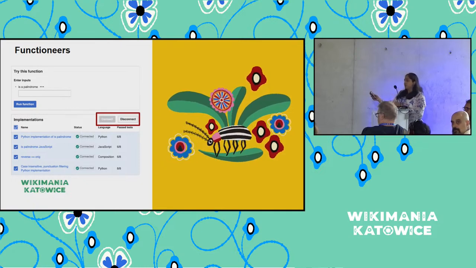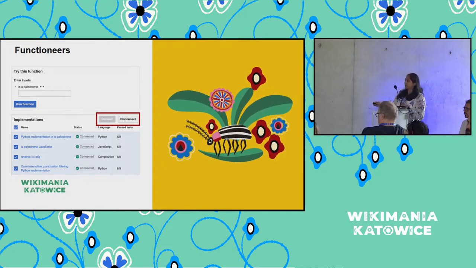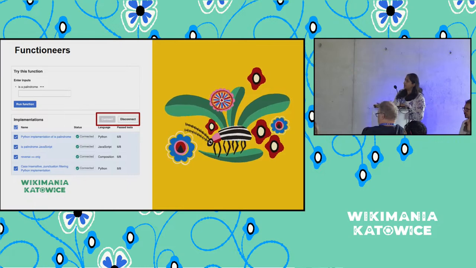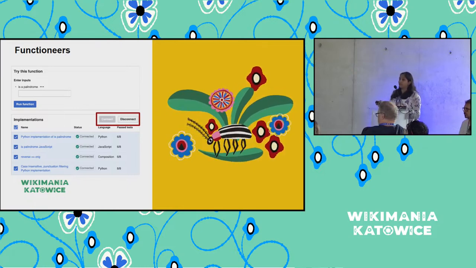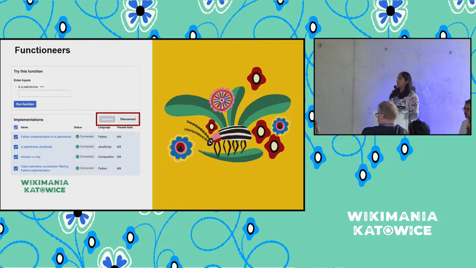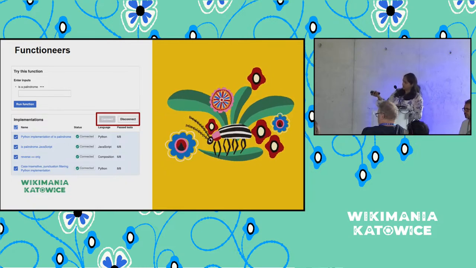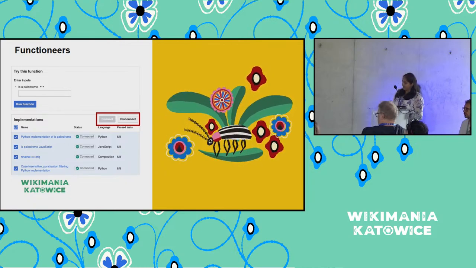Just to give you an overview of what the functioneer right looks like, the button over here, which lets you connect or disconnect an implementation or a test, comes with the functioneer rights. So do the checkboxes next to it.